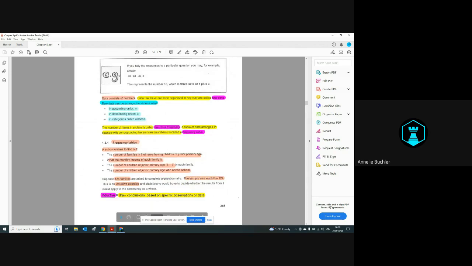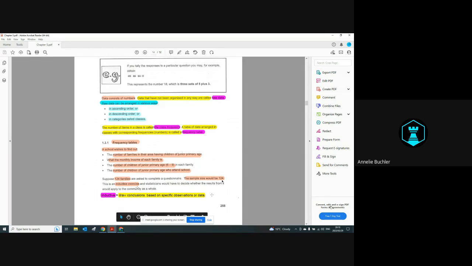Now, let's say you want to find out in your feeding area the number of families having children of junior primary age. You want to look at the monthly income of each family, the number of children aged between 6 and 9, and the number of children who attend school. Suppose you ask 124 families to complete a questionnaire. Your sample size will be 124, because you're going to ask 124 families.